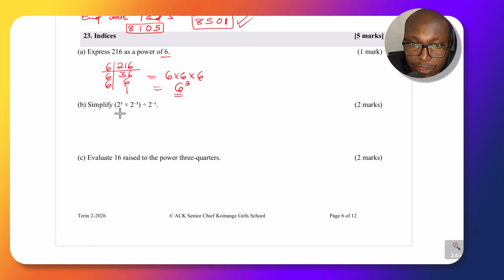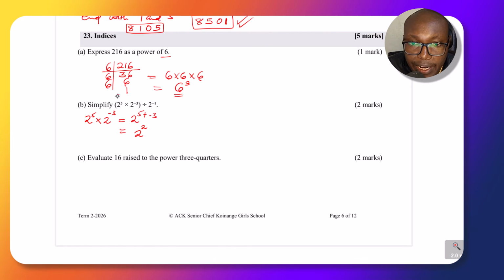So we start with brackets, of course. Anywhere you find a mixture of operations, you follow BODMAS. So in this case, we'll start with the brackets. For the brackets, you have 2 to power 5 multiplied by 2 to power negative 3. The law of multiplication, when the bases are the same, you add the powers. So 5 plus negative 3, then 5 subtract 3, you get 2. And this gives 2 to power 2, which is 4. But you may just leave it like that because you've not finished.